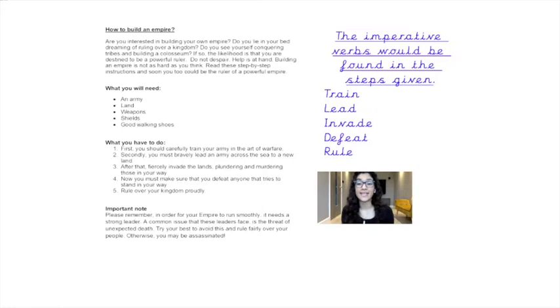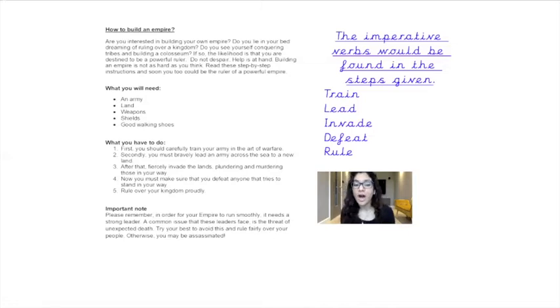The imperative verbs here would be found in the steps that are given. So here, where it says what you have to do, there is an imperative verb in each sentence. So number 1, first, you should carefully train your army in the art of warfare. The imperative verb there would be train. Number 2, secondly, you must bravely lead an army across the sea to a new land. The imperative verb there would be lead.